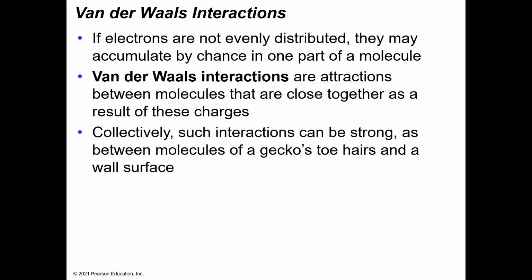Another form of interaction is van der Waals interactions. If the electrons are not evenly distributed, they may accumulate by chance in one part of the molecule. And so van der Waals interactions are attractions between molecules that are close together as a result of these charges. The best example that I know of, and it's studied quite intensely, is the gecko toe hair.